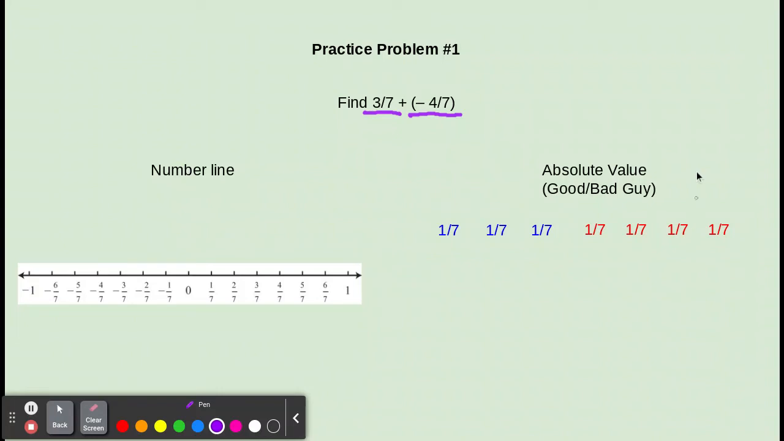Another good way to show your work is to use the good guy, bad guy method, where each good guy and each bad guy is represented by 1/7. How many good guys do we have? We have 3. How many bad guys do we have? We have 4. Remember, when they meet up, they're going to fight, and whatever is remaining or left over, that's our answer.